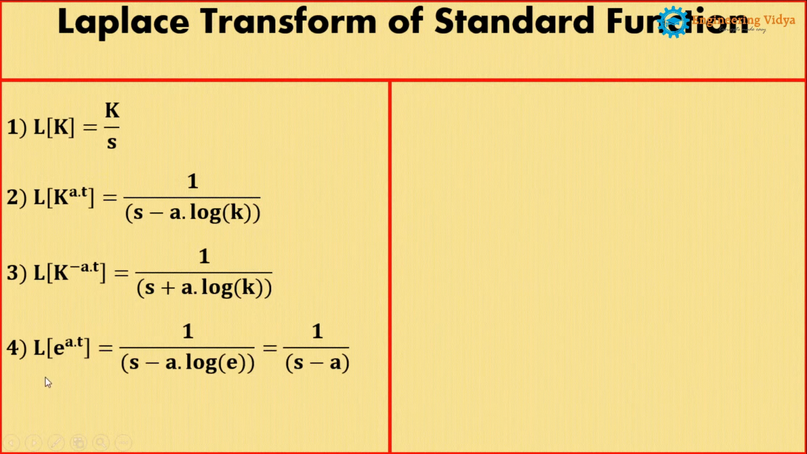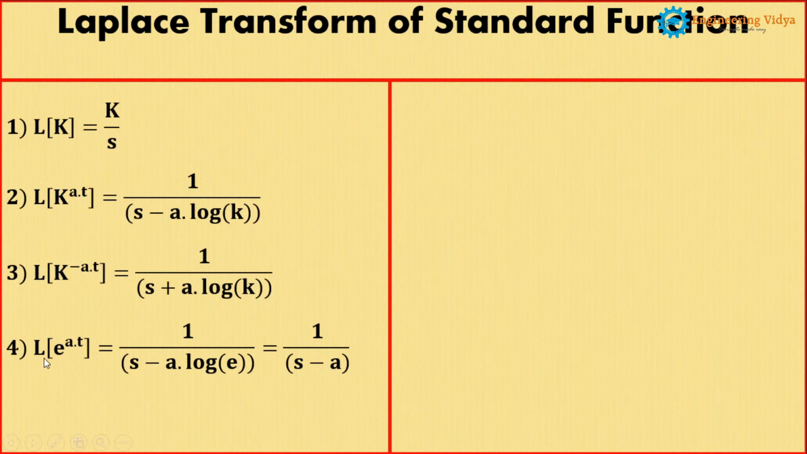Similarly, the fourth formula is to find the Laplace transform of e raised to a into t. Formula number 4 and formula number 2 are almost similar, the only difference is that instead of k, here we have e. So we write the same formula, but in place of k we write e. Now let's see what happens: 1 upon s minus a into log of e will come, but the log of e is always equal to 1. So in place of log of e we put 1, and then we get 1 upon s minus a.